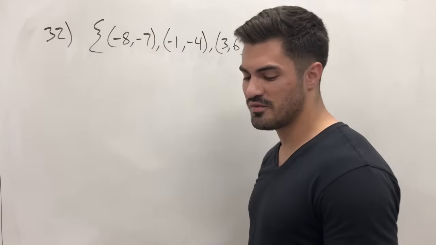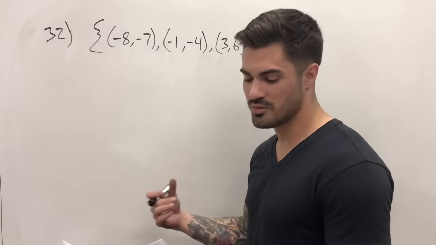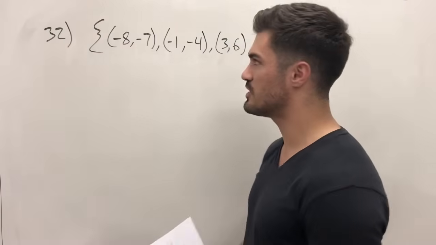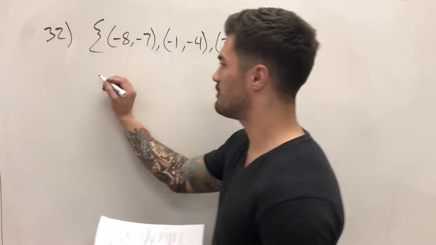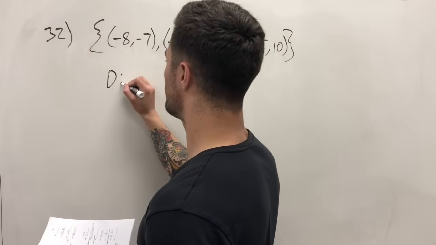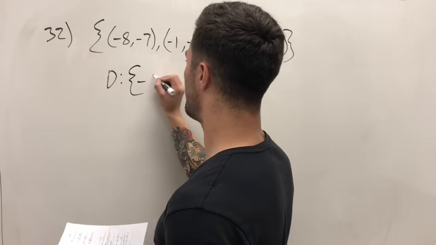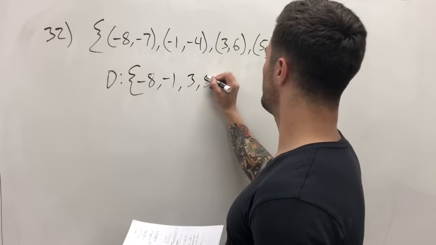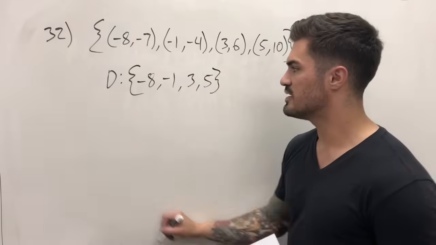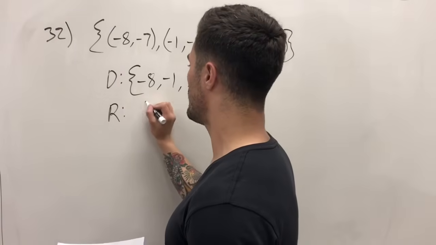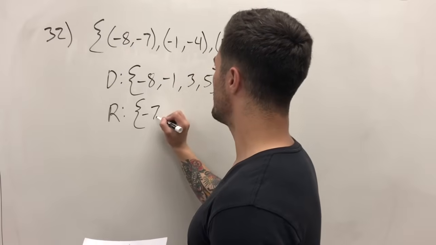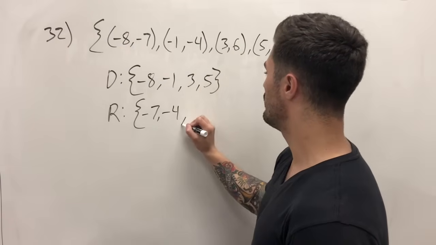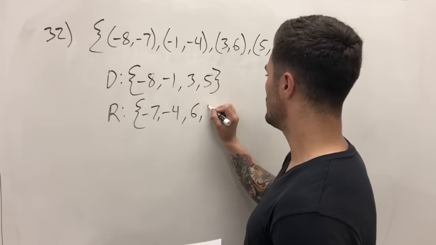All right, so I'm asked to identify the domain and range of this relation and determine whether it's a function. So the domain is just the collection of all the x values. So for my domain, I literally just list out -8, -1, 3, 5. And that's it. For my range, I list out the y values, right? -7, -4, 6, and 10.